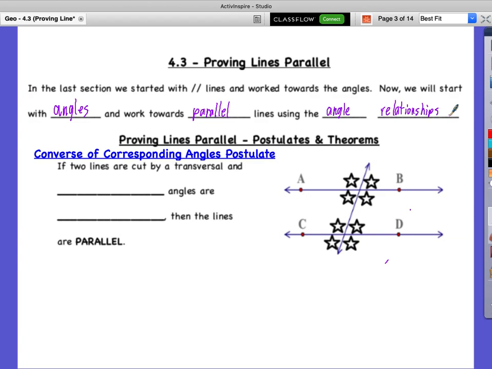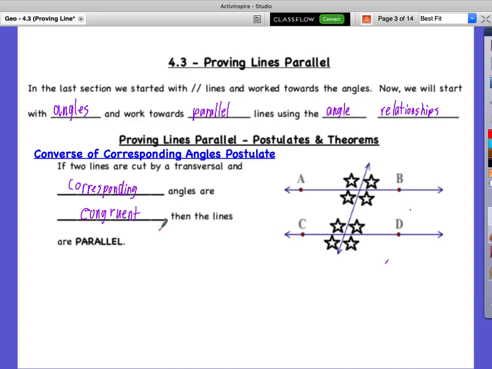Okay? So, converse of the corresponding angles postulate. Well, if we go back to what the corresponding angles postulate said, it said, hey, if two parallel lines are cut by a transversal, corresponding angles are congruent. So now if we do the converse, we want to switch that around. If two lines are cut by a transversal and corresponding angles are congruent, and if you want, you can just say CORR, period, and congruent, you can do the symbol. If two lines are cut by a transversal and corresponding angles are congruent, then the lines are parallel.